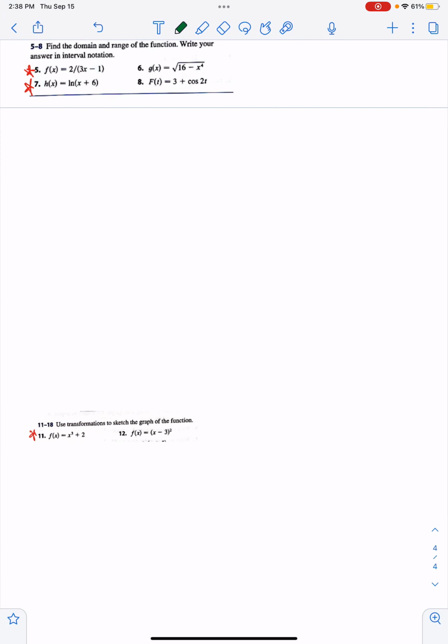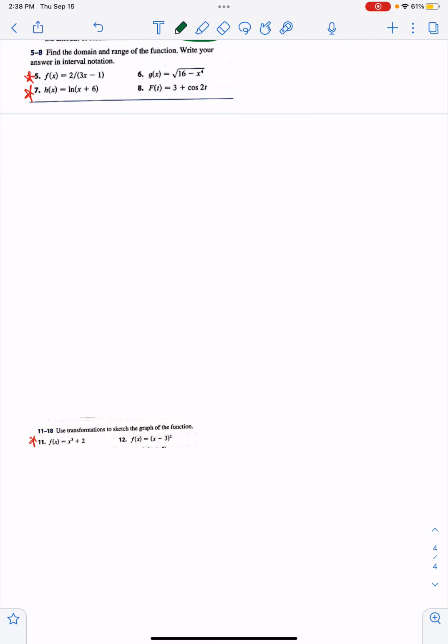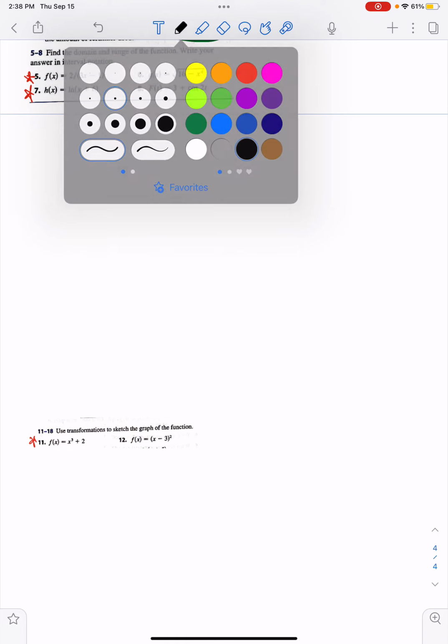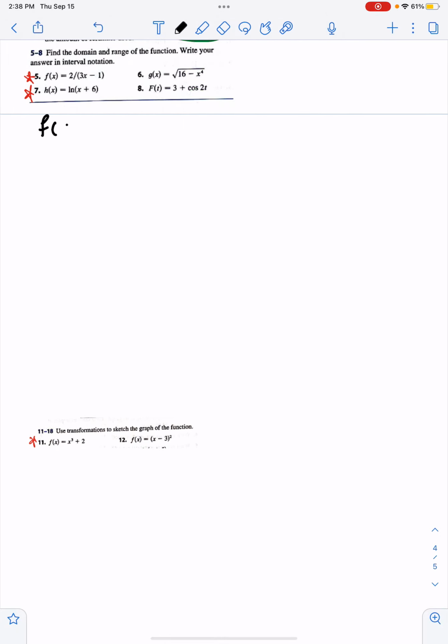Find the domain and range of the functions. For number 5, f of x is equal to 2 over 3x minus 1.